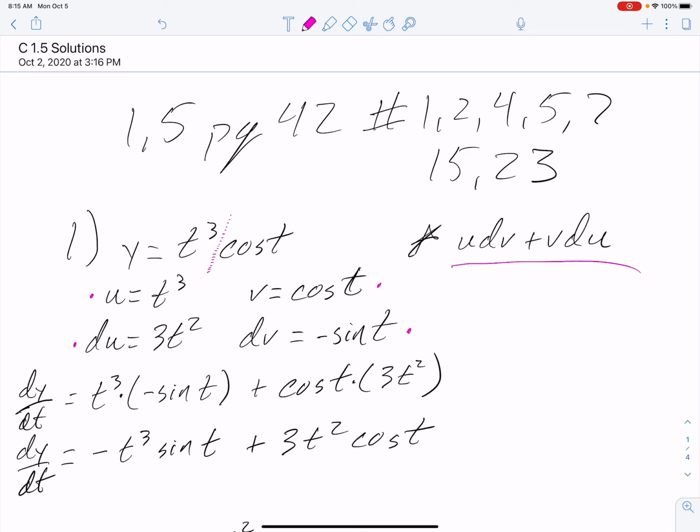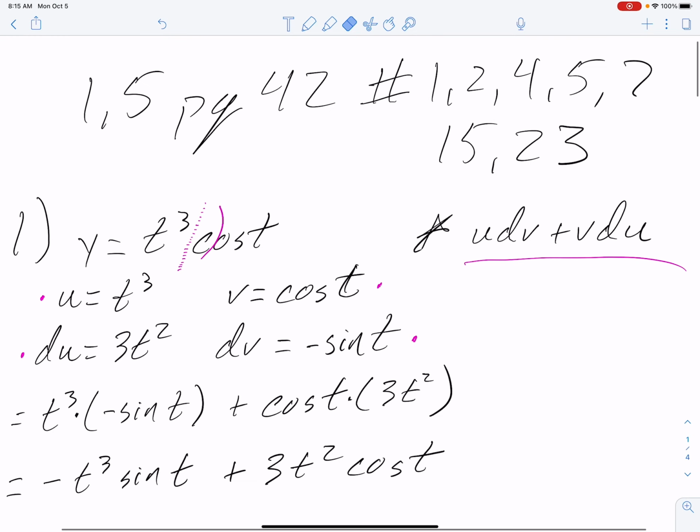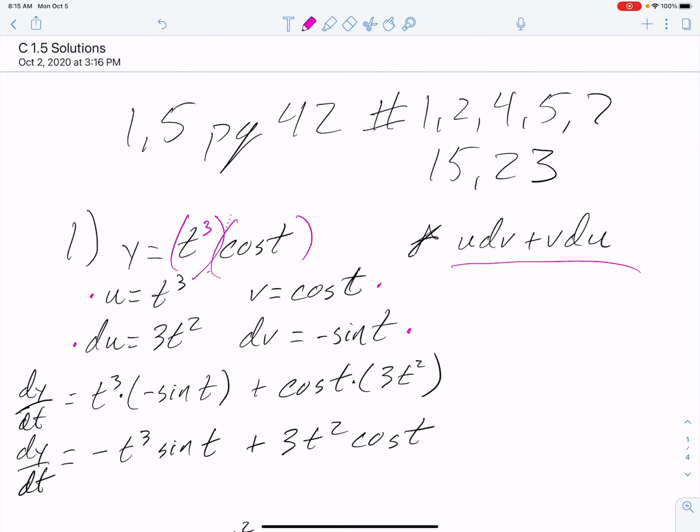Like I mentioned before, some people take the time to maybe split it up with a dotted line, or they even take the time to just go right ahead and put parentheses around things. It really is up to you. But my u value is t cubed, making my du value 3t squared. My v value is cosine of t, making my dv value negative sine of t. And then I can start finding my value. u times dv plus v times du.